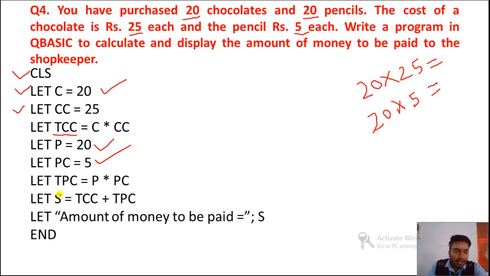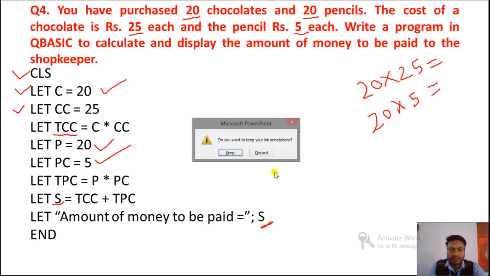Okay. Now we have to print this S because the sum of total cost of chocolate and total cost of pencil is going to be stored in S after adding. Okay. So now here you can see, in double quotes we can write amount of money to be paid equal to, then semicolon, then we have to use the variable S. Okay. Now let me show you the practical.